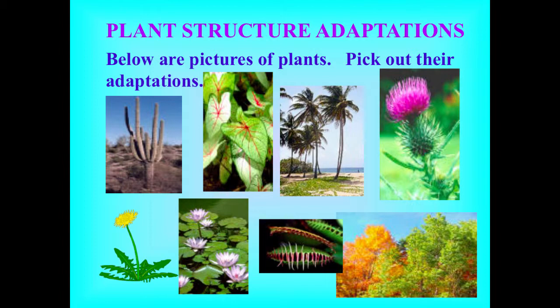They go dormant in the winter because there's not a lot of sunlight and there's not a lot of water. And then once the temperatures start warming up and the days become longer again, the leaves will start to regrow.